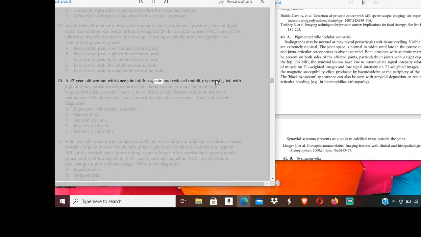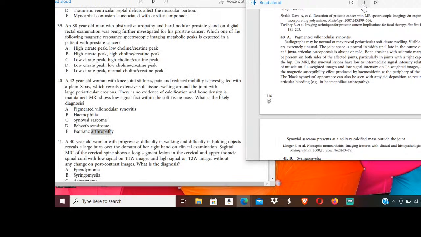A 42-year-old woman with knee joint stiffness, pain, and reduced mobility is investigated with a plain X-ray, which reveals extensive soft tissue swelling around the joint with large periarticular erosions. There is no evidence of calcification and bone density is maintained. MRI shows low signal foci within the soft tissue mass. What is the likely diagnosis? A. Pigmented villonodular synovitis. B. Hemophilia. C. Synovial sarcoma. D. Bassett syndrome. E. Psoriatic arthropathy.